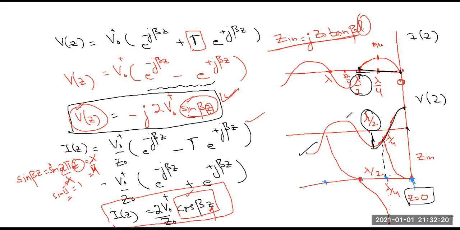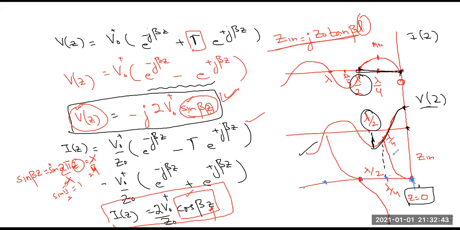Now again, if you relate this to circuit theory, it makes sense, because when you connect an open circuit load, no current can flow through an open circuit. So at z equal to 0, current is 0. But we know from circuit theory that the voltage across an open circuit load is maximum. And this is what you can see: at z equal to 0, voltage is maximum.